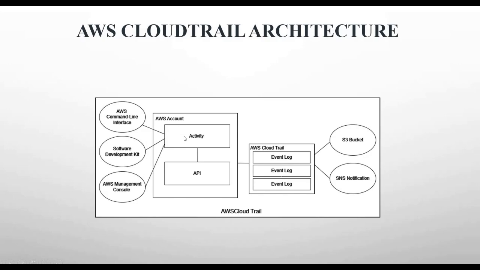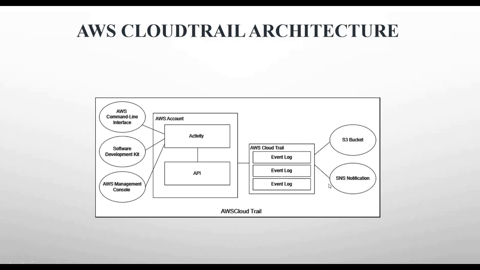After logging in, you can activate the API, which works through the command line interface and software development kit. So this AWS account can pass through AWS CloudTrail. Using this account, you can go to the service, that is AWS CloudTrail. Using CloudTrail, there are a number of event logs. It can store them in S3 buckets, and it also sends notifications to SNS.